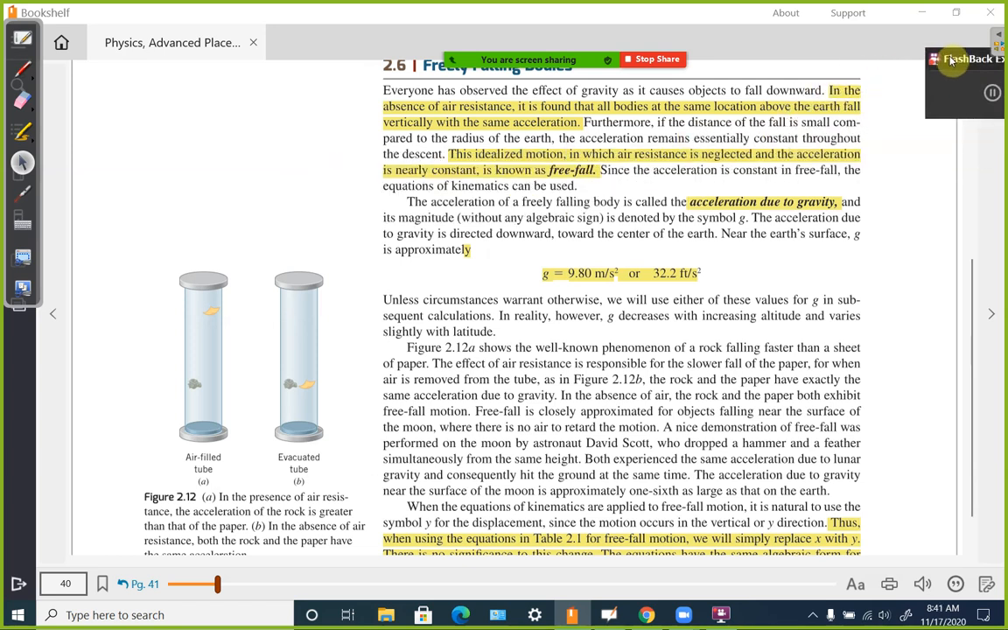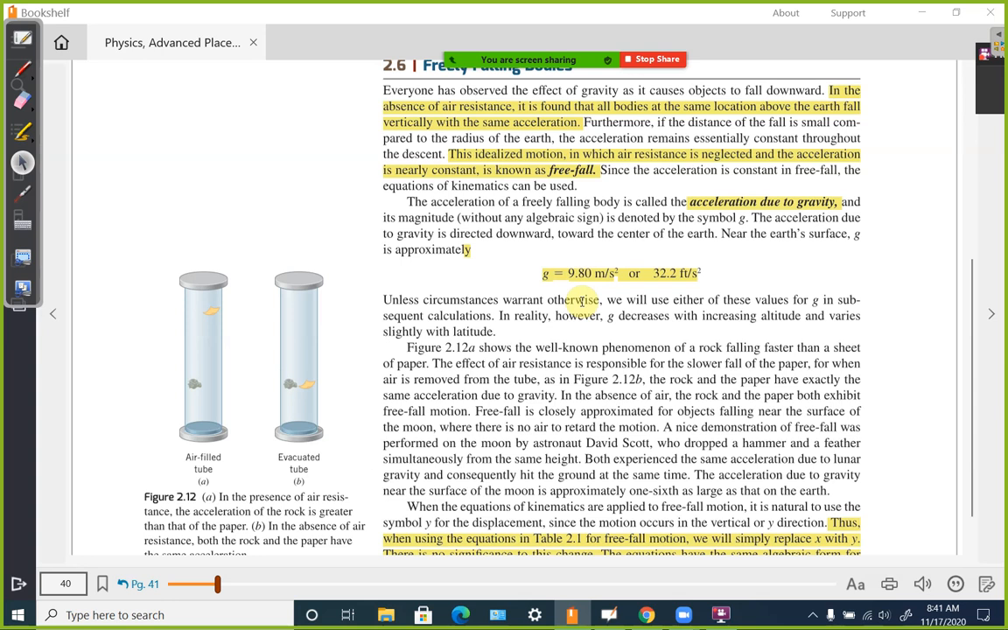In section 2.6, we start talking about free-falling bodies, right? Up until this point, we were talking about things in the x direction, so horizontal movement. Now we're going to start talking about things that are going in the y direction, or the vertical, right?